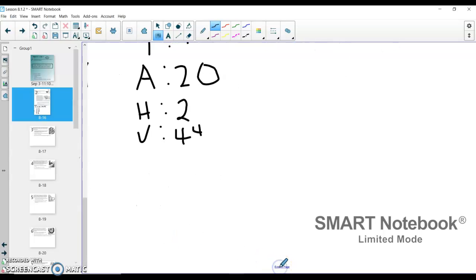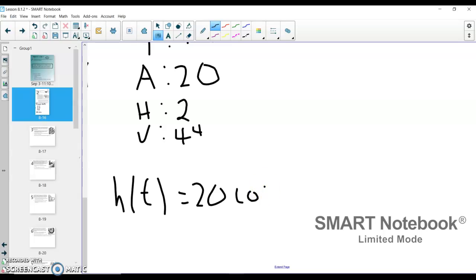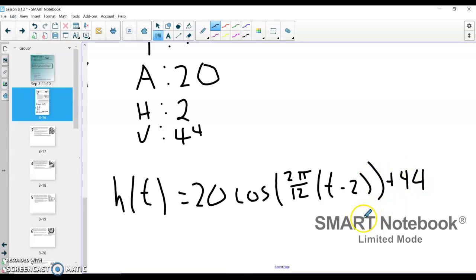This allows me to create the equation, which is h of t equals your amplitude, which is 20, times the cosine of 2 pi divided by my period, which is 12. And if anybody can see that, that's really just pi over 6. And then it's t minus 2 for my horizontal shift, plus 44 on the outside.